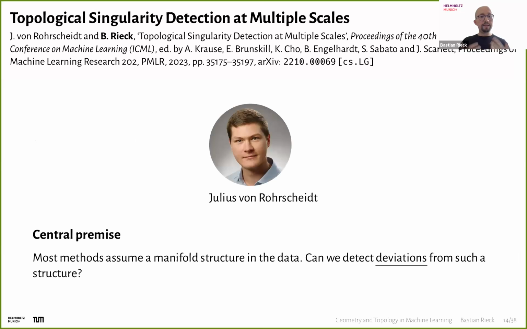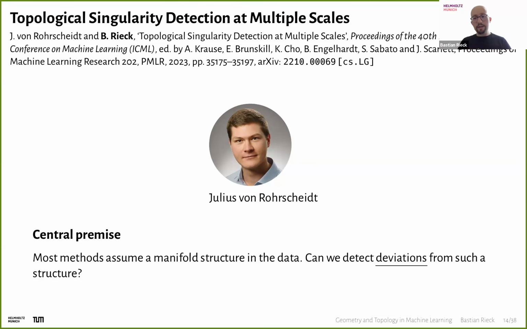And with this, I want to lead you on a brief journey in this work, which was done with my awesome student Julius. It just appeared at ICML. It's called Topological Singularity Detection at Multiple Scales, and you can check out the paper and the arXiv preprint and so on, also on our website. The central premise of this work is that most methods assume that your underlying data has a very nice manifold structure. So that is, we assume that we have some kind of unknown manifold and the data we observe are kind of sampled from that manifold.